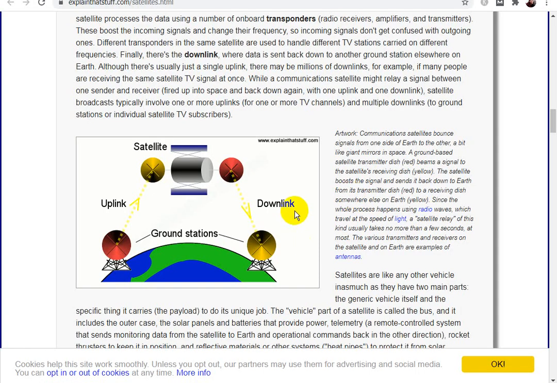This is the satellite. This signal is transferred from the Earth to the satellite. This is called uplink. It is processed by the satellite and transmitted to the Earth station. This is called downlink.